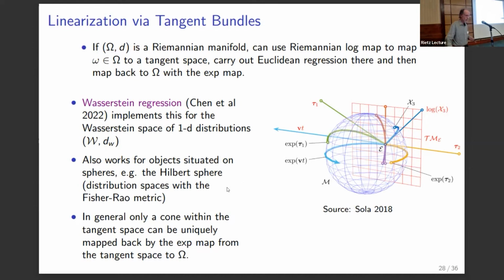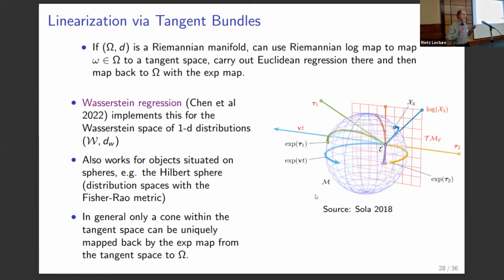And it also works, of course, for spheres. For example, if you have the Fisher-Rao metric for distribution, you can use the Hilbert sphere or any other sphere as P. There's, however, a problem. Because only on a convex cone can you usually define the reverse map. It's not defined on the whole tangent space that uniquely. And that's a big problem in application.